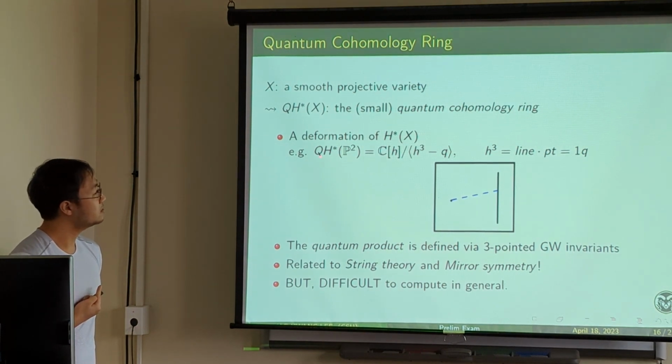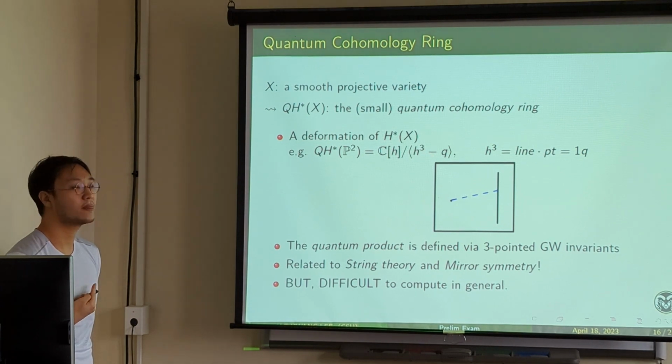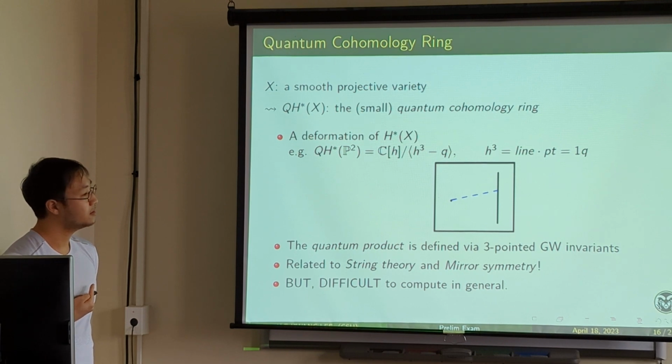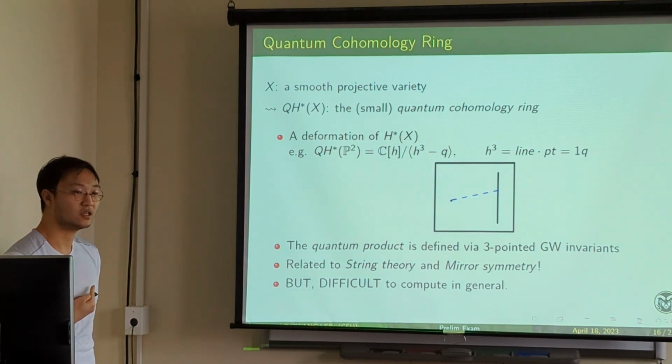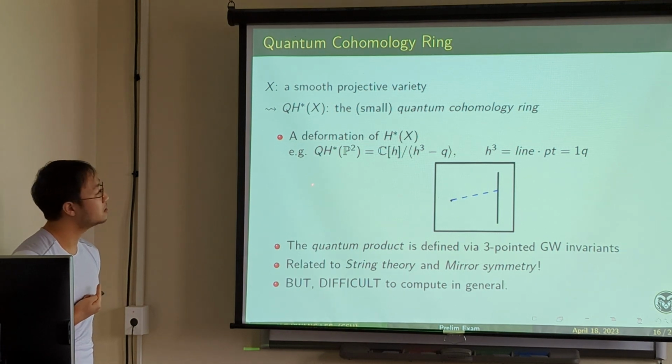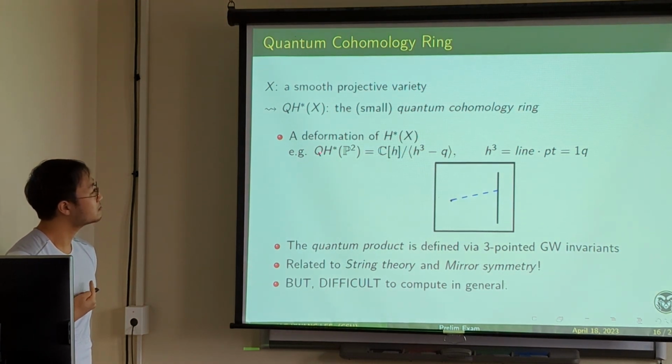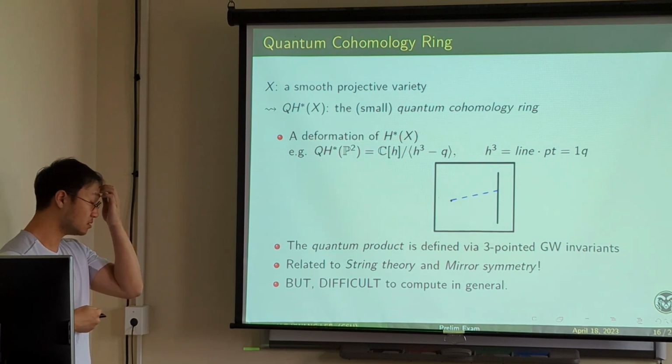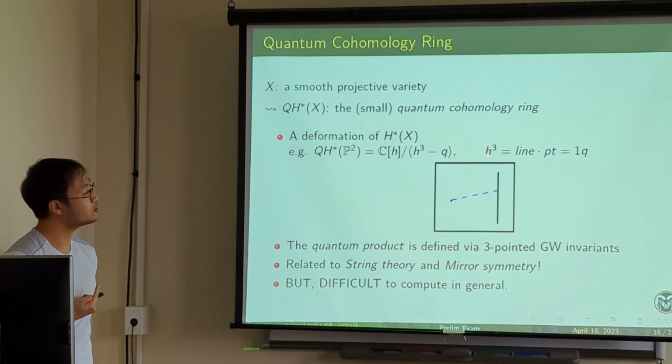So let's see an example. Quantum cohomology of P2 is given by C[H] divided by the relation H cubed equals Q. In the usual cohomology, the product tells us the information of the intersection. But what does this quantum product tell us? Let's think about this HQ. HQ is H times H squared. H was representing a line, and H squared was representing a point.